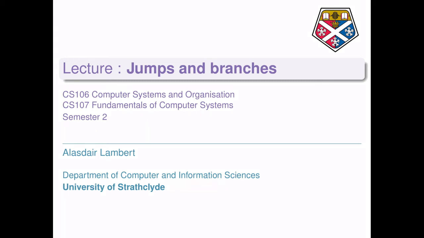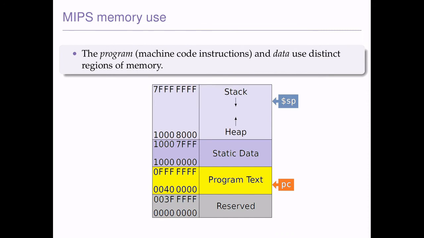Today we're going to learn about jumps and branches, but before we do, I'd like to do a little bit of revision about how a MIPS program is structured and the cycle of execution. If you remember from earlier, MIPS uses specific areas of memory for specific uses. The program, or the machine code instructions, and the data use distinct areas of memory. When you assemble your code, it gets changed into machine code instructions, and then it gets loaded into the area of memory reserved for program text, and then your program counter goes through that.